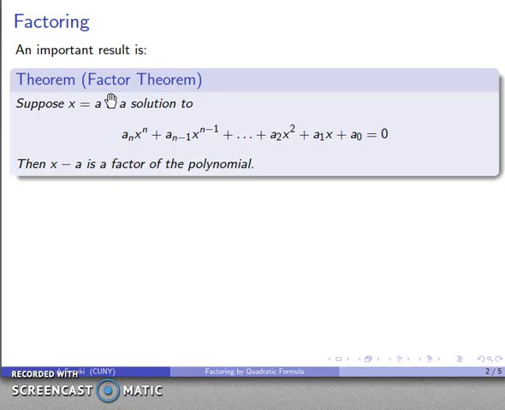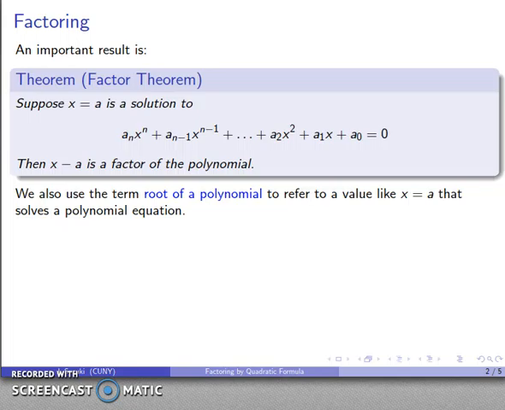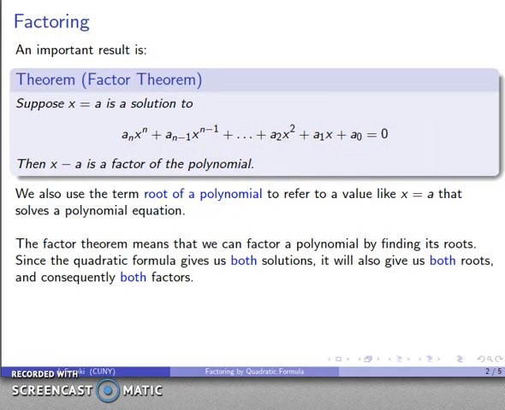Then, one of the things I know is that x minus a is going to be a factor of that polynomial. So if I can find a solution, then I can factor. And we also use the term root when we talk about the polynomial itself. We say that x equals a is a root, and what we mean is that x equals a is a solution to the equation polynomial equals zero. Now, one of the things this means is that I can factor a polynomial by finding the roots, and this is a very important idea.